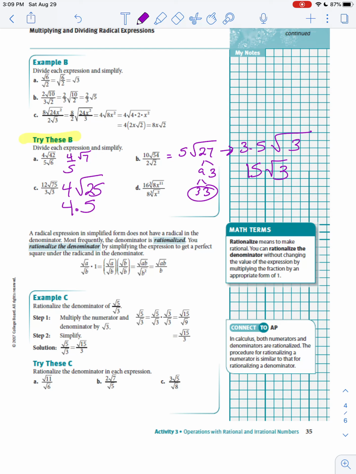Students, though, have a hard time with that. They think they need to have a root left because we usually have a root left, but we don't this time. We just get 20 as our answer. So if it's a perfect square, remember the root goes away.